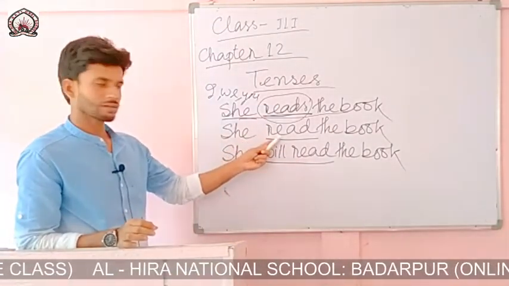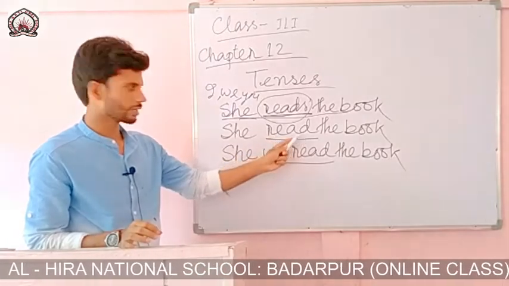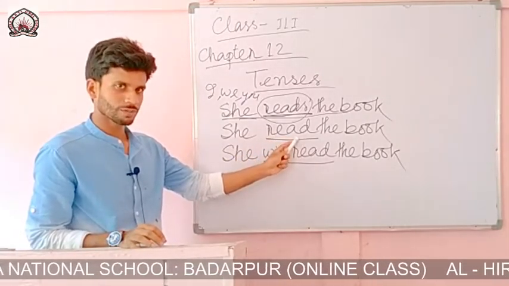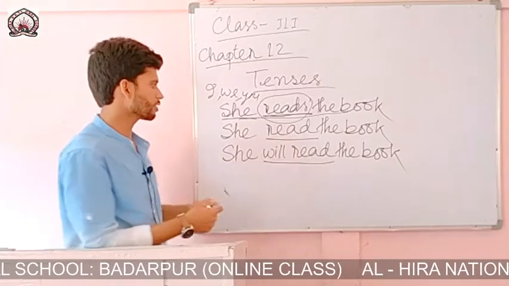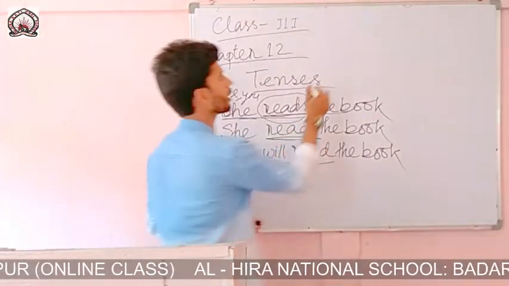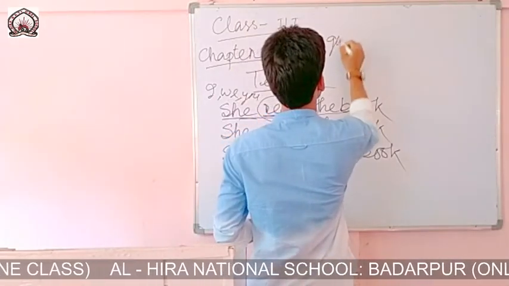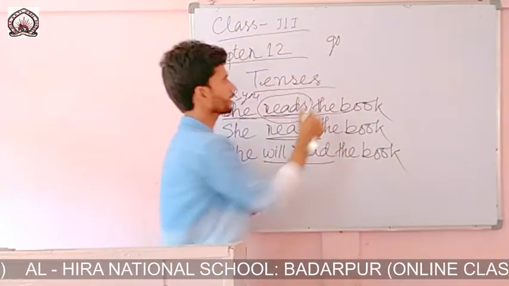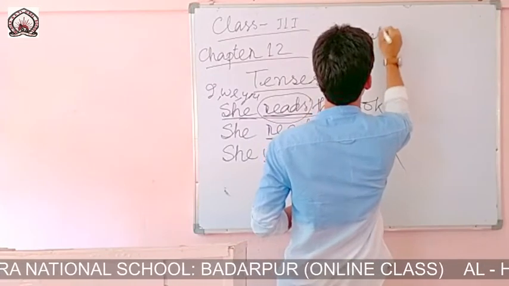See the second one, she read. Here it is not read, it is read, in the past form. It is in past tense. This verb is in past tense. We know that a verb has three forms. A verb has three forms.